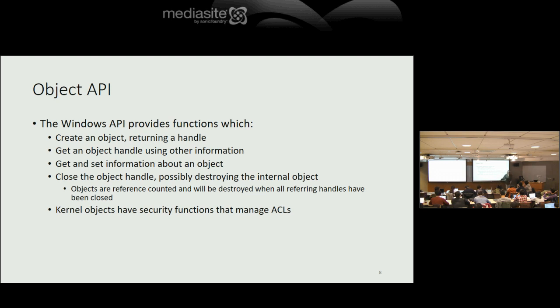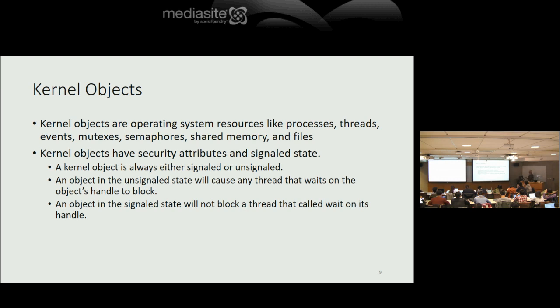Kernel objects have security functions that manage access control lists. And there's one more thing that kernel objects have that's going to be very important for us today. They have a signaled state. Kernel objects are operating system resources like processes, threads, events, mutexes, and so on. They have security attributes and a signaled state. If an object is unsignaled, any thread that waits on its handle will block. There's a function called WaitForSingleObject that waits on a handle and it blocks. When that object becomes signaled, it will not block a thread that called wait on its handle.